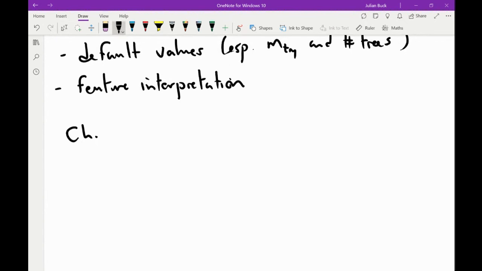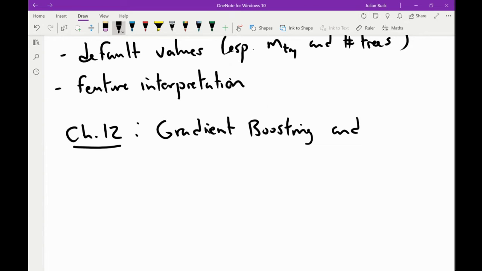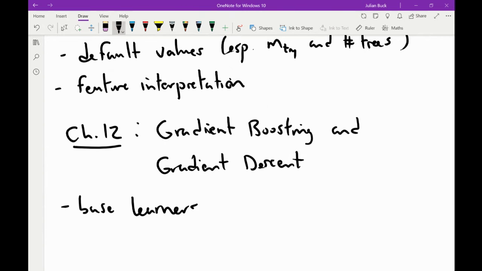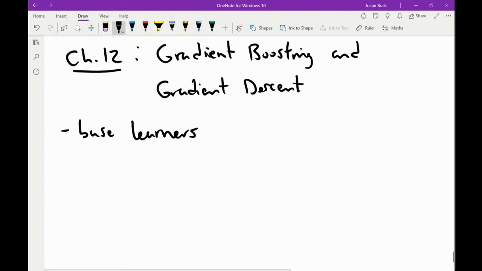Okay, so for chapter 12, gradient boosting and gradient descent covered in this chapter so far. All right, what are the base learners? What kind of structure do we want our base learners to have? Remember, high bias, low variance base learners work best here.